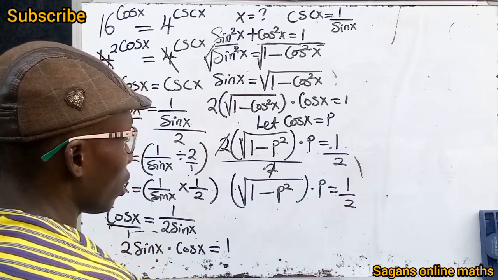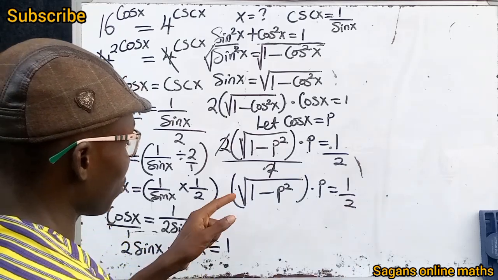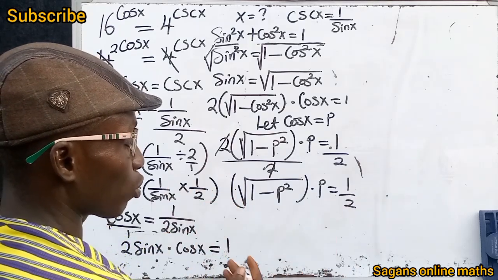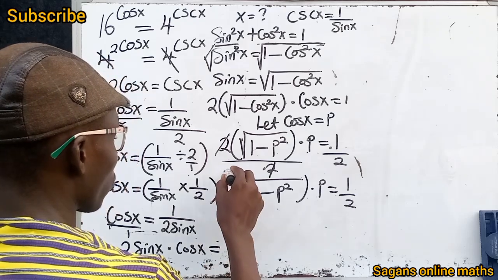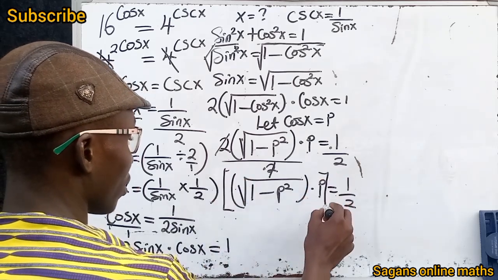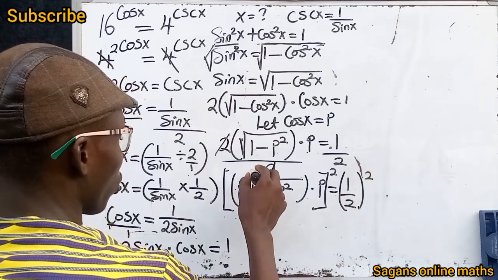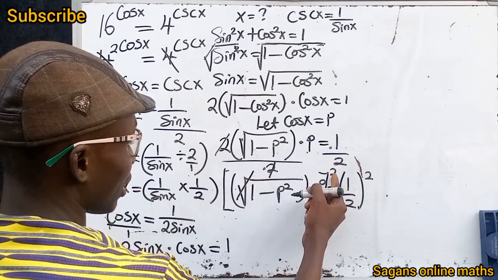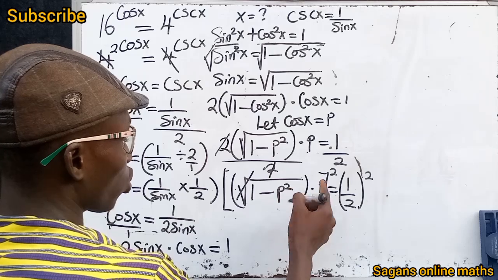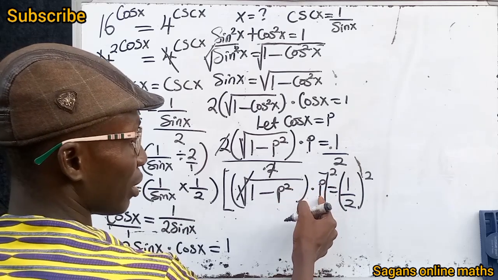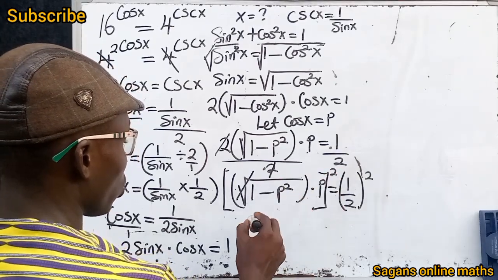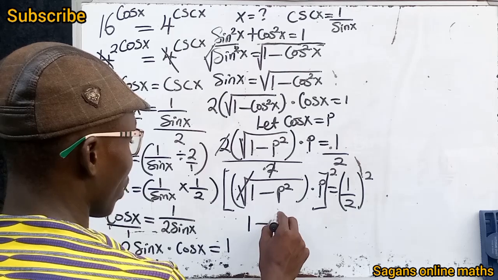Now, so that I can remove this square root from here, we have to take the square of both sides. So let's take the square of both sides. Take the square of here, also take the square of here. Now square will cancel out the square root. Remember that this square is affecting this, and also since this is multiplication, it's also affecting this p. So this will cancel out this, right? So now this is 1 minus p square.